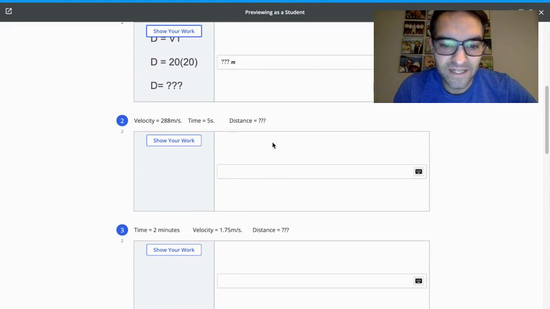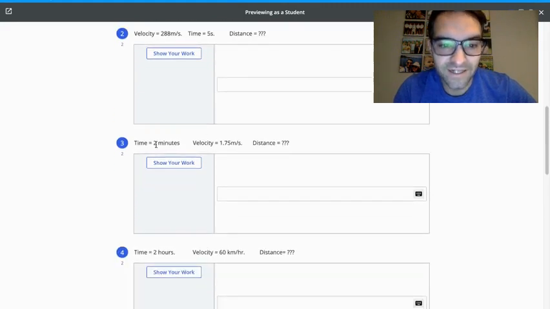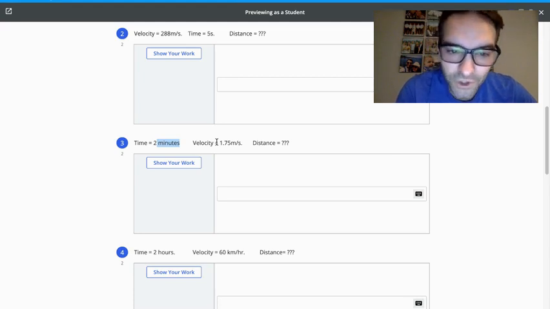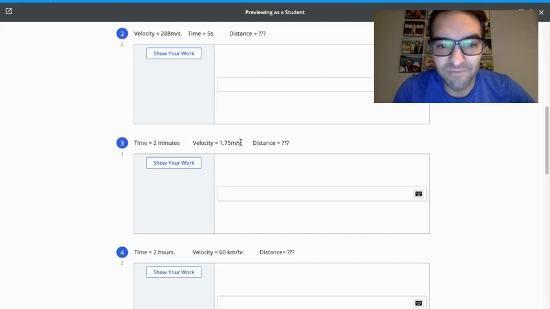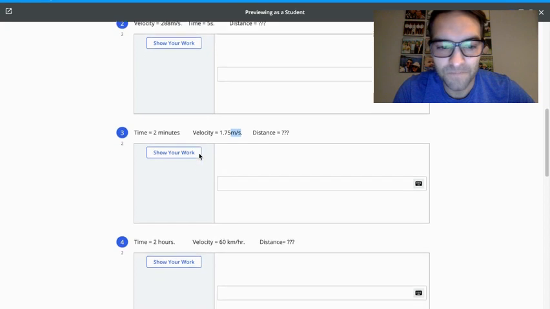So again, same thing. Now here, when we're looking at our velocity in meters per second, and I give you the time in minutes, then you have to do a little conversion. You have to convert the 2 minutes into seconds so that these match. Otherwise, this equation is not going to work for us.